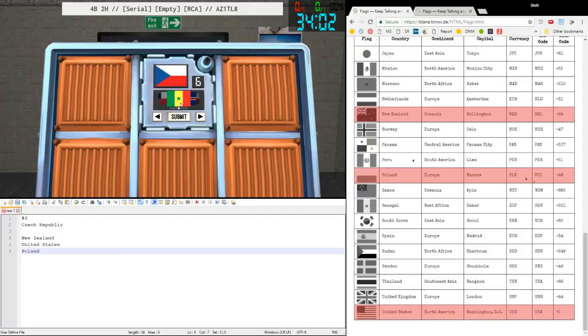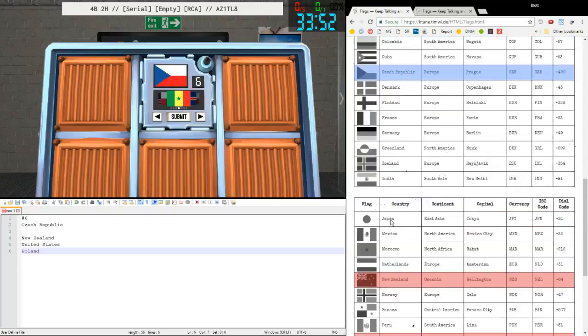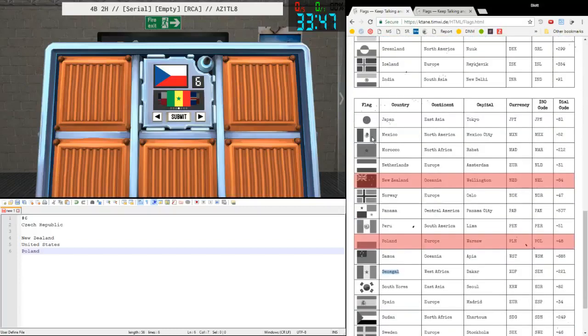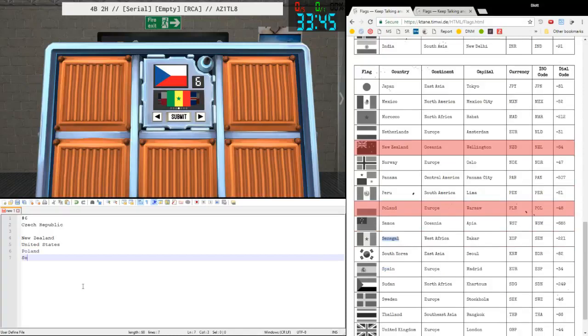Next up, 3 vertical stripes. Center one is yellow and has a star in it. Looks like it's probably Senegal. But let's double check. Didn't give any definitive blacks or whites. Yeah, it's Senegal. Senegal.